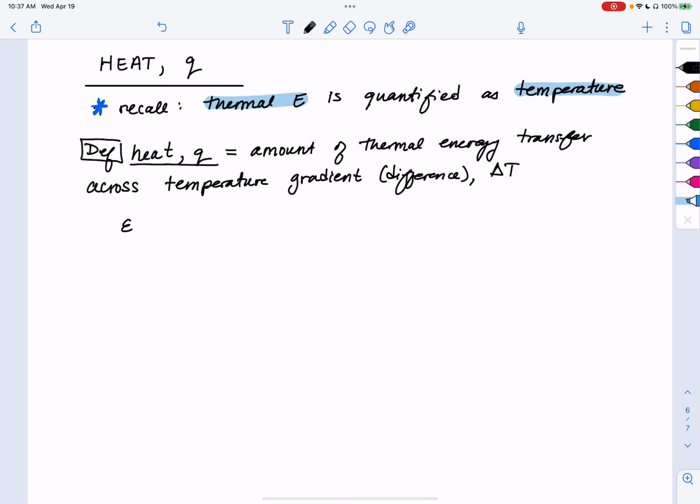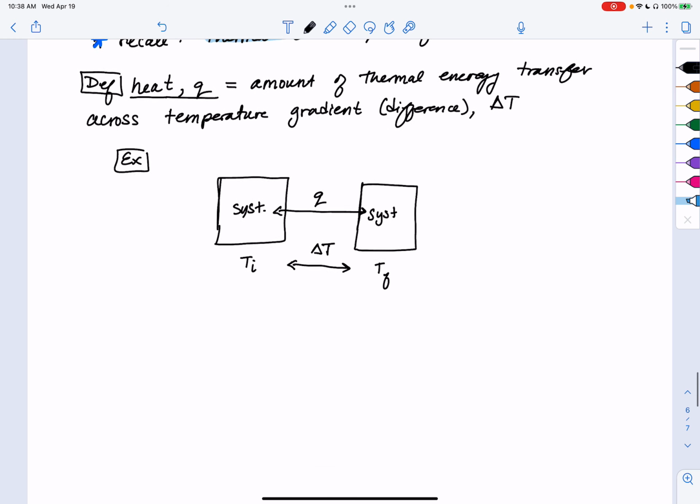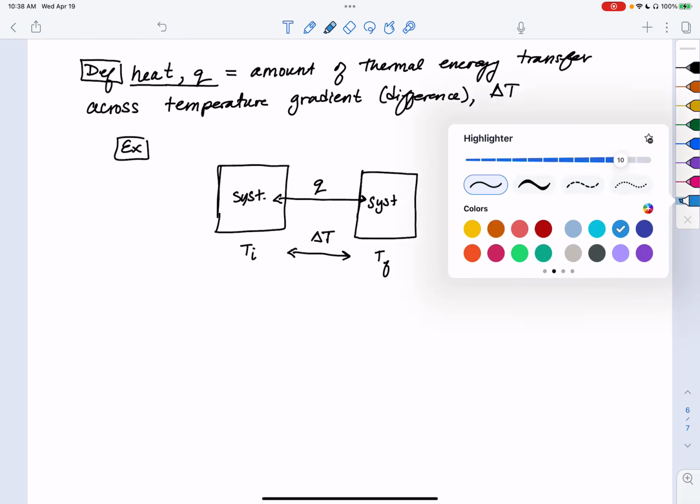So for example, if I have a system that is at some initial temperature, and then I am at some new final temperature, then the heat that is exchanged or changed or evolved is going to be related to the change in temperature across these two things. So let's break this down a little bit.